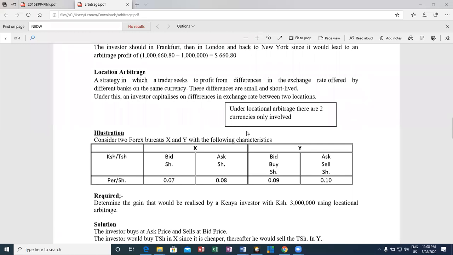Now the question is, from which bureau do you think this guy will be better off buying the Tanzania shillings? Is it Bureau X or Bureau Y? And why? Give us a reason. I want to buy a Tanzania shilling. I've gone for quotations. Two bureaus have been able to give me their quotes. So the question is, where will I be better off? Should I buy this from X or from Y?